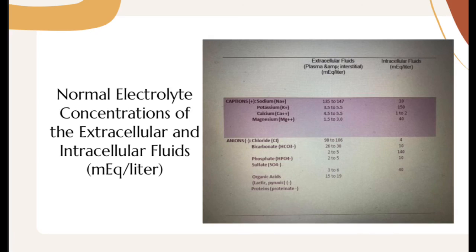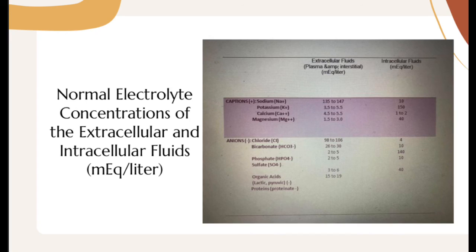The anions are chloride, bicarbonate, phosphate, sulfate, organic acids such as lactic and pyruvic, and proteins or proteinate. Chloride has 98 to 106 extracellular, while intracellular it has 4. Bicarbonate has 26 to 30 extracellular, while intracellular it has 10. Phosphate has 2 to 5 extracellular, while intracellular it has 140. Sulfate has 2 to 5 extracellular, while intracellular it has 10.